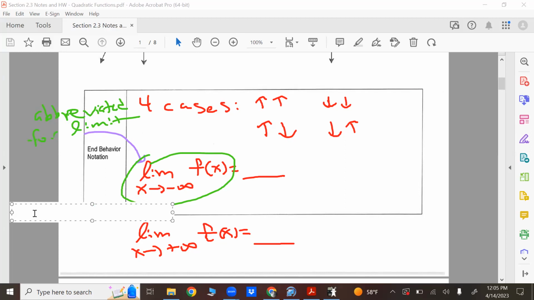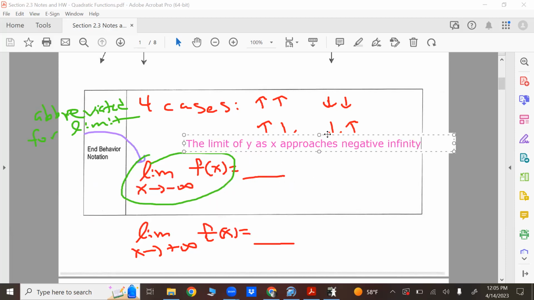The way it's interpreted is that the limit of y as x approaches negative infinity. That's what this means right here.